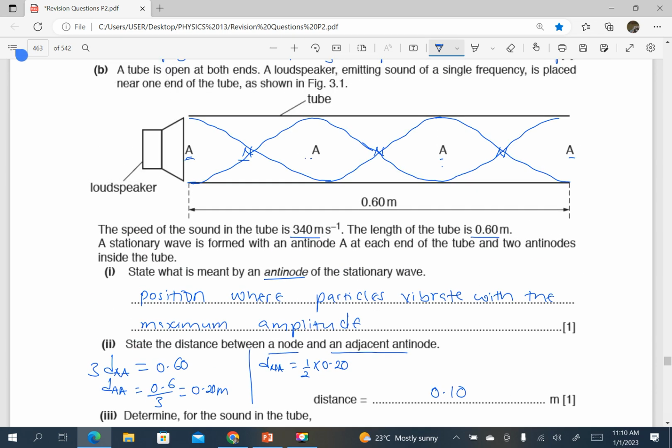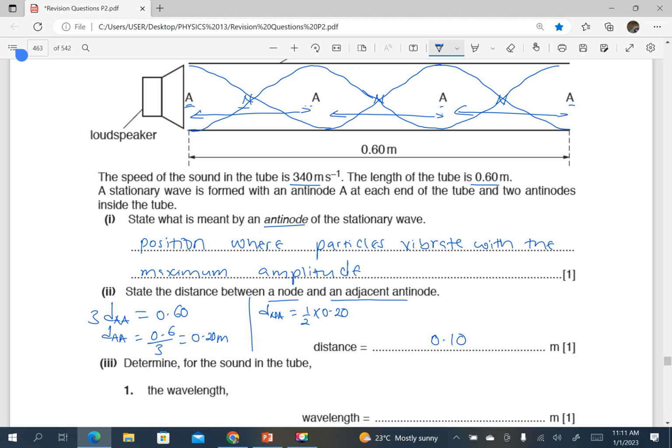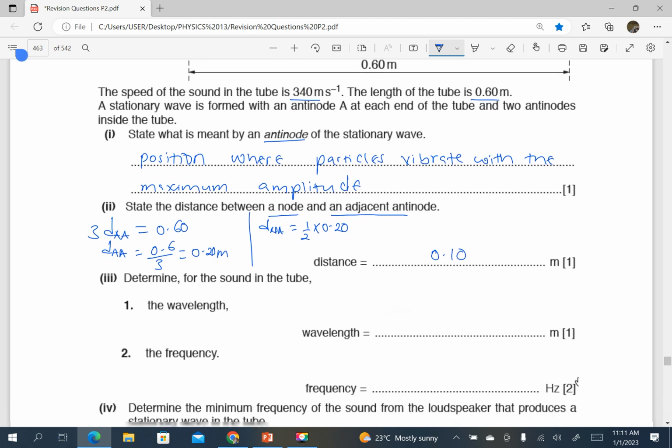Remember, this is 1, this is 2, this is 3. So we have 3 times the distance between an antinode and the next antinode, and the total length there is 0.60 meters. Then determine for the sound in the tube the wavelength.